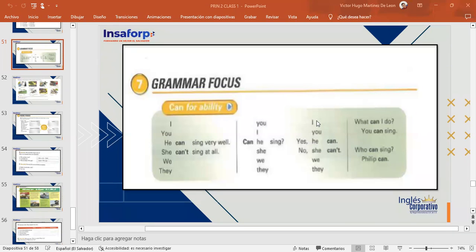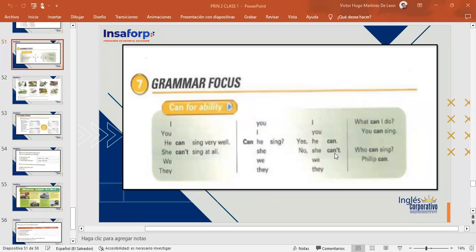Yes, teacher. Now we have the short affirmative answers and short negative answers, okay? Yes, I can. Yes, you can. Yes, he can. No, she can't. No, we can't. No, they can't. All right? Ahí estamos, ¿verdad? Negative and affirmative short answers. Me preguntaron con can, respondo con can. ¿Ok? No me va a salir con yes, I do. ¿Ok? O yes, I am.